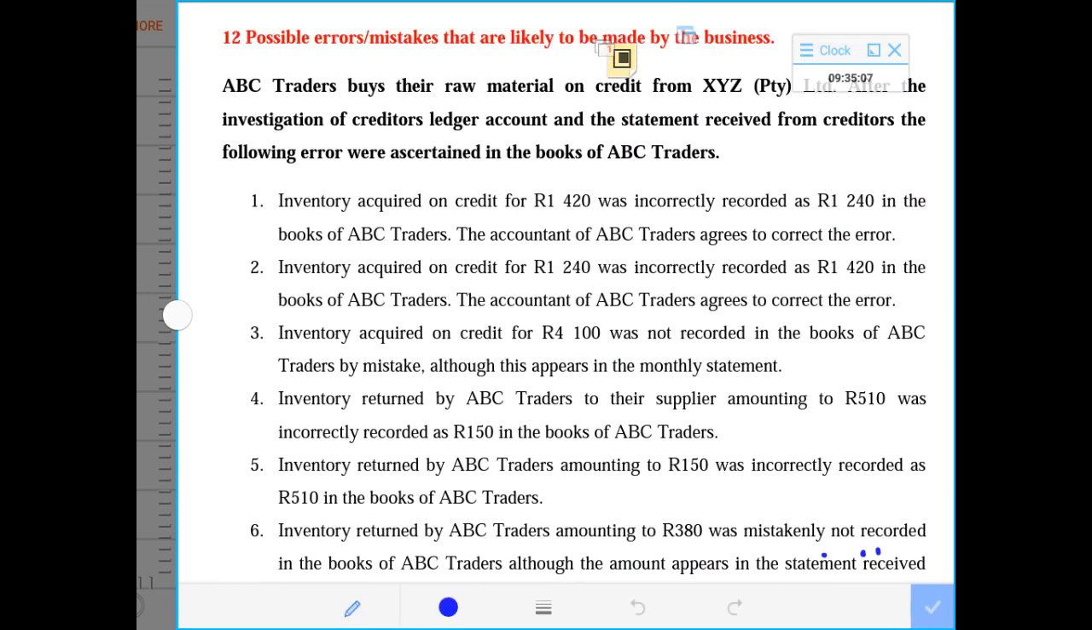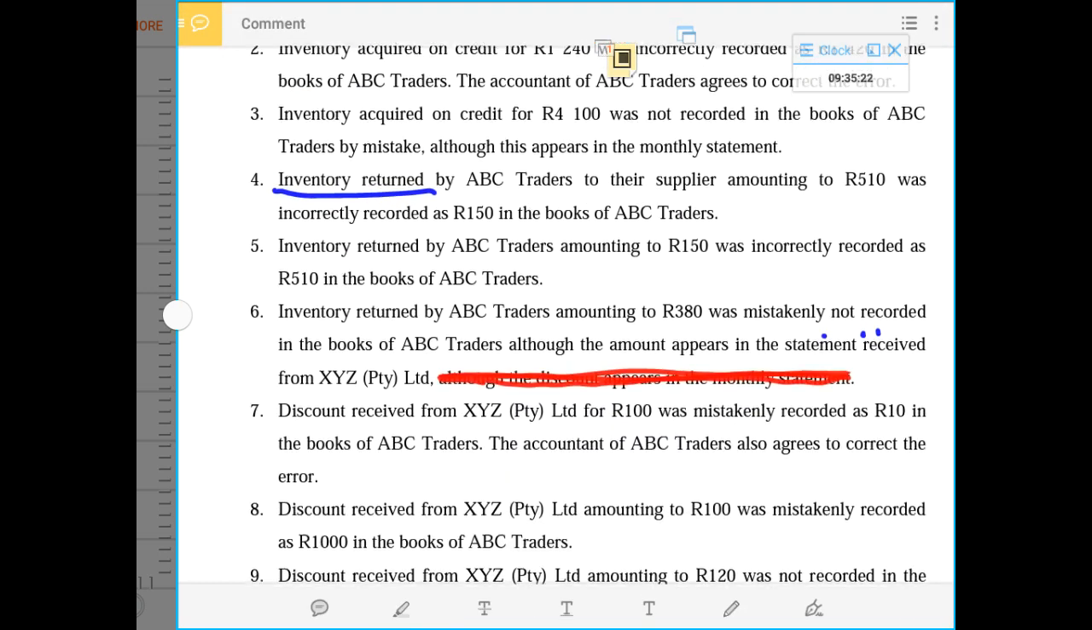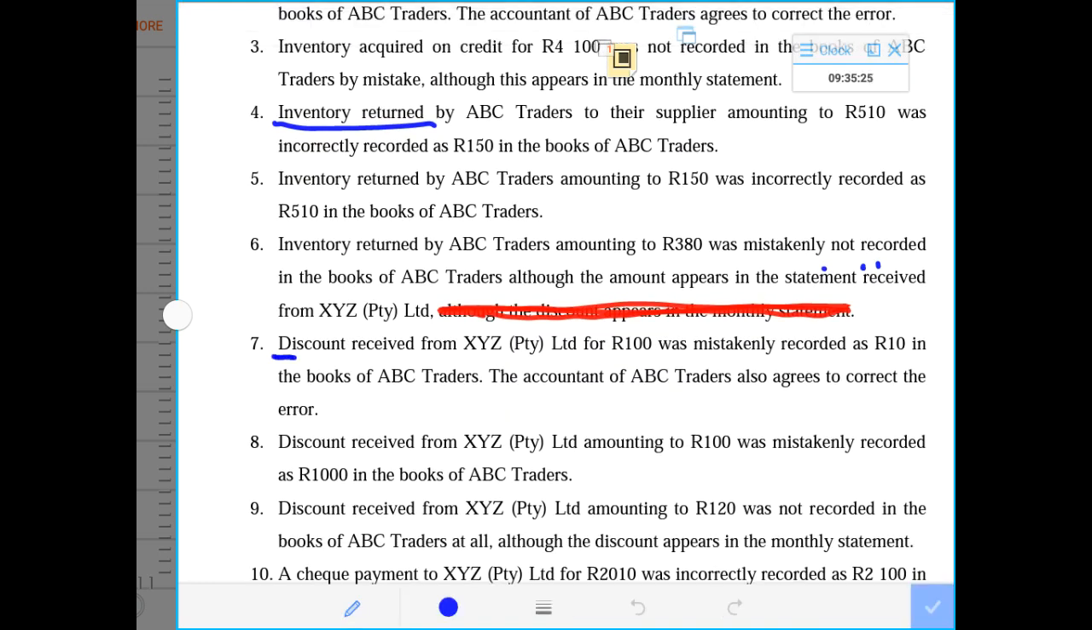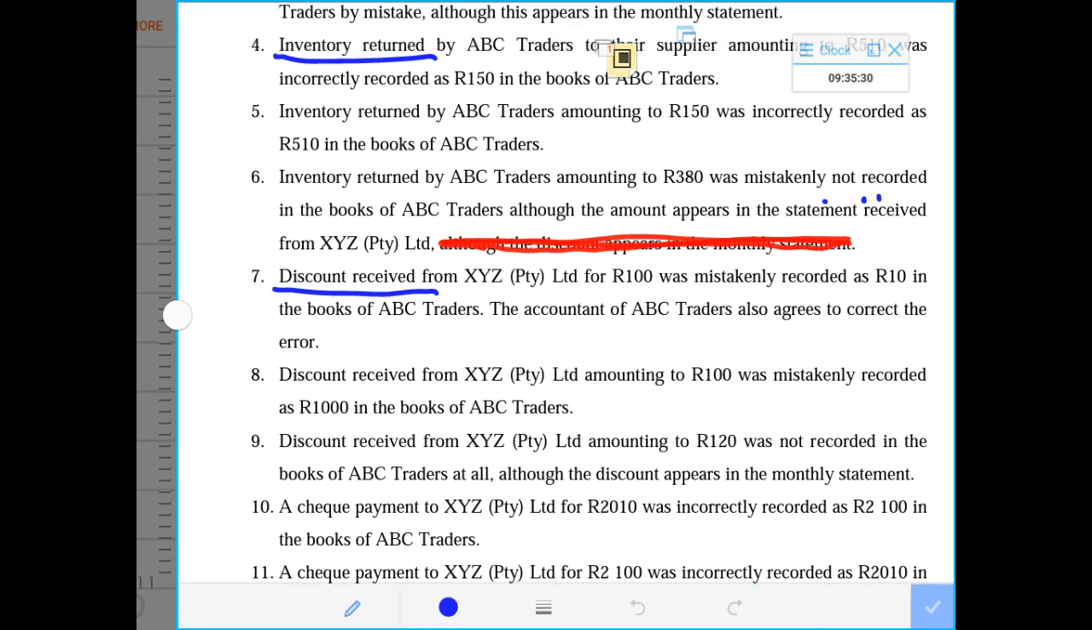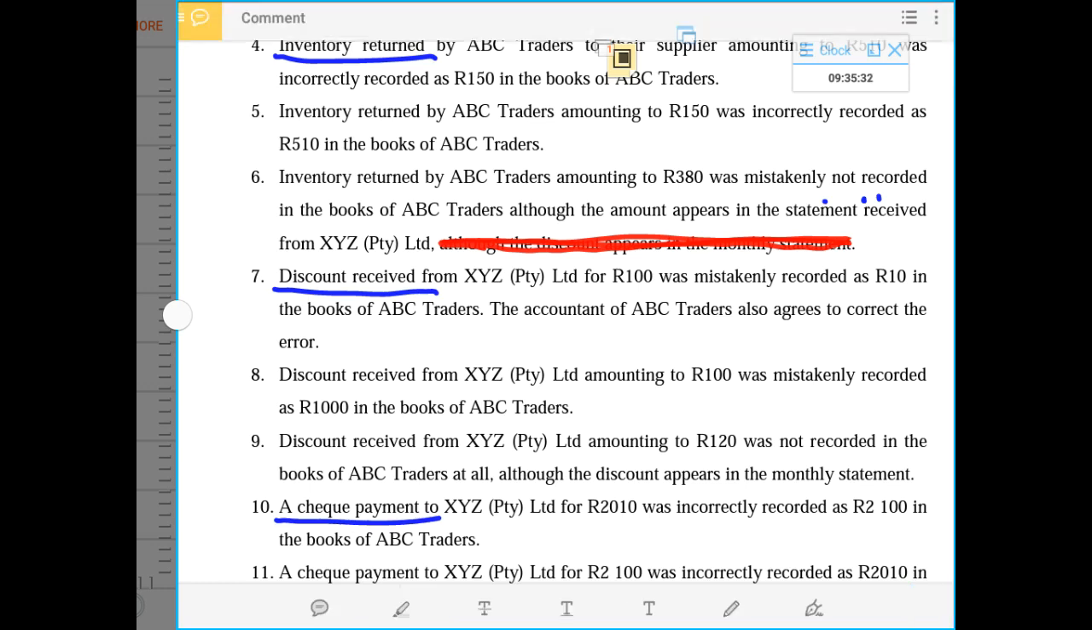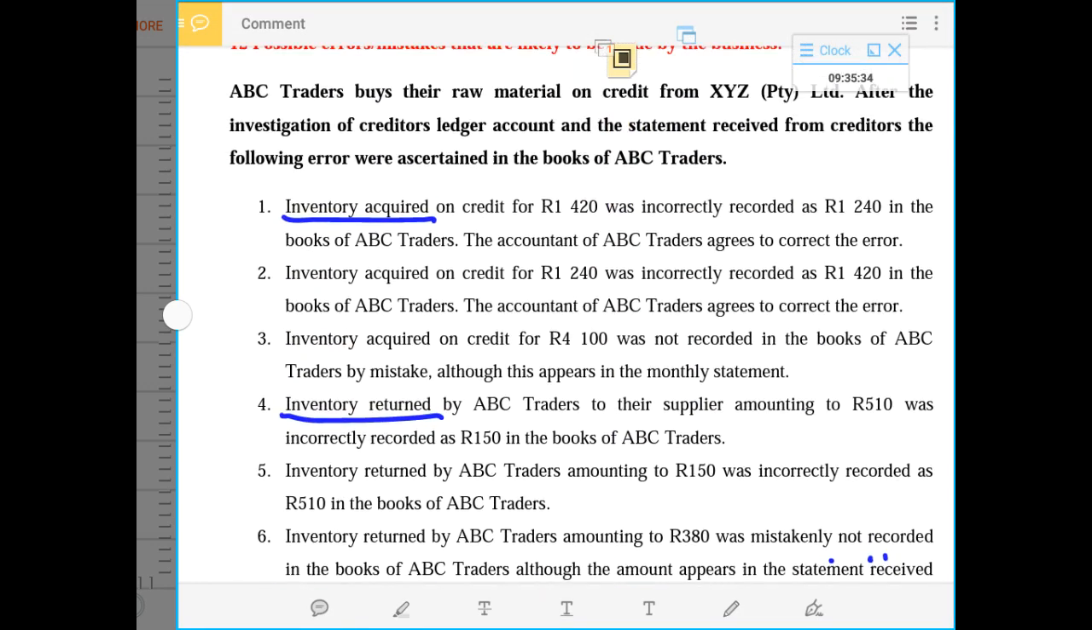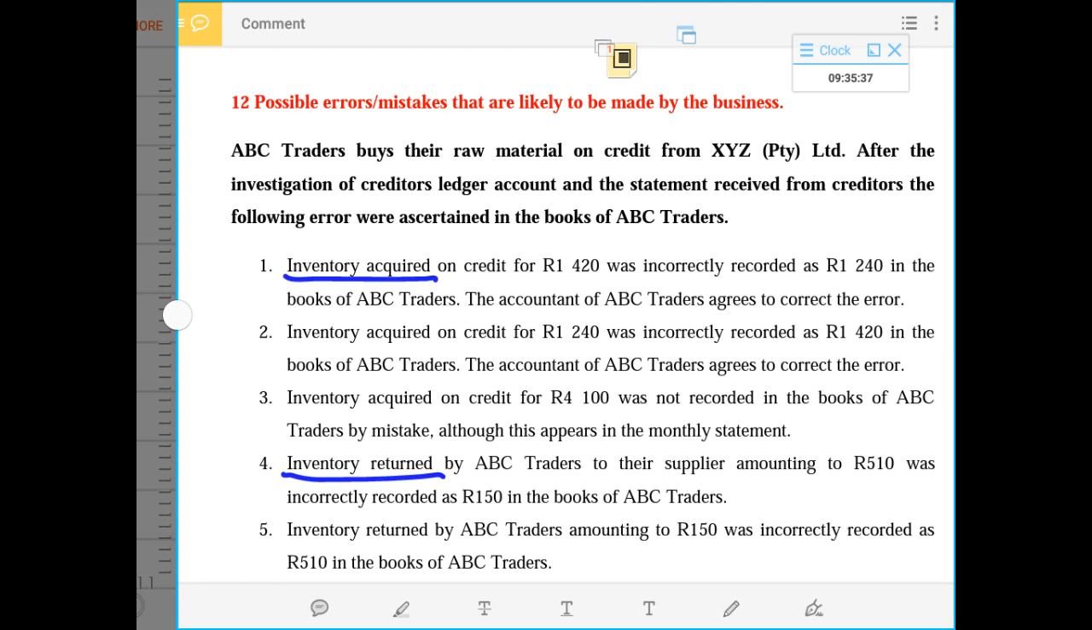I want to take note of the fact that I will be doing 4 journal entries, but in 3 different ways. First of all, it will be inventory that is acquired. It will then be inventory that is returned. The third one will be a discount that we have received. And the last one will be a payment to our creditor. So I will be focusing on these 4 items that affect my creditor, but for each of them I'll provide 3 journal entries. So now let us look at number 1.